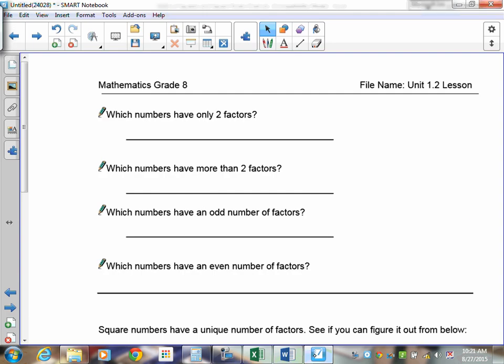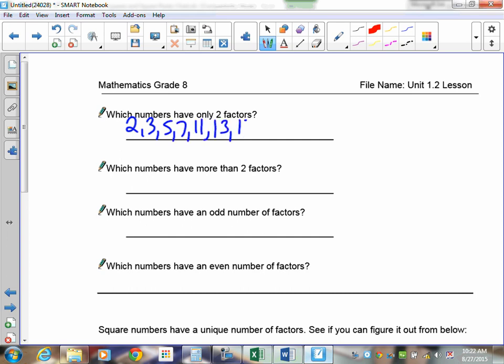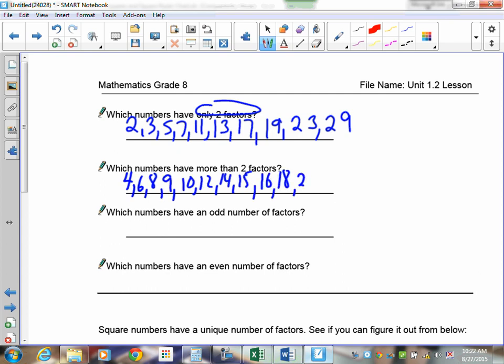Just copy them down into your list, and you should have the following numbers. 2, 3, 5, 7, 11, 13, 17, 19, 23, and 29. Now these all have only 2 factors. Which ones have more than 2? Now, you probably could say all the rest, but I'll write them down here for you. 4, 6, 8, 9, 10, 12, 14, 15, 16, 18, 20, 21, 22, 24, 25, 26, 27, 28, and 30. Okay?